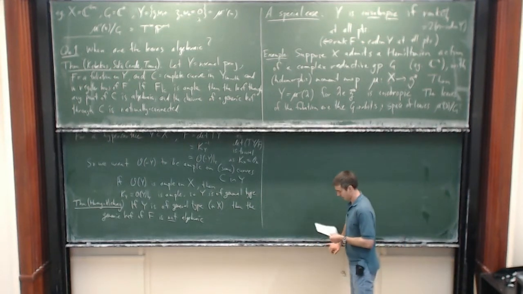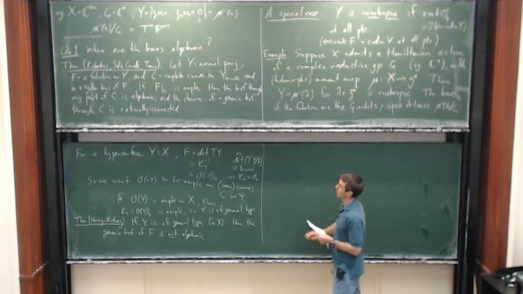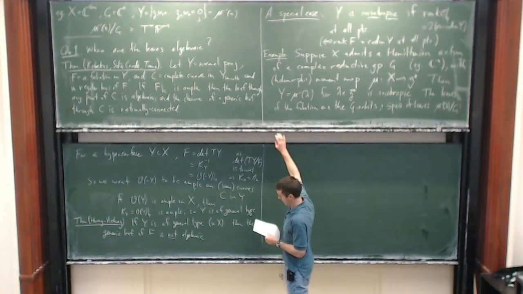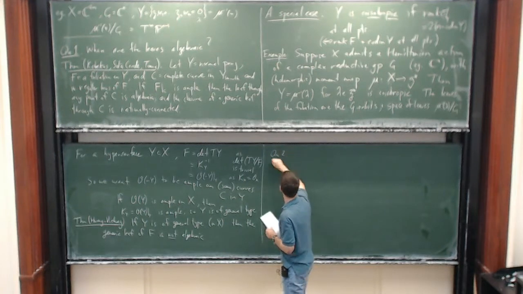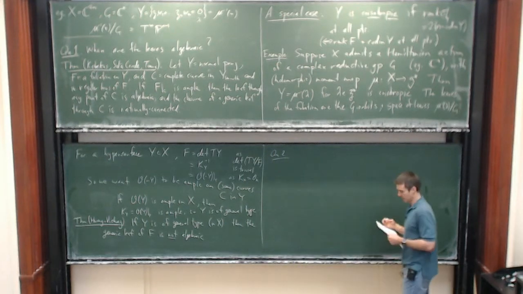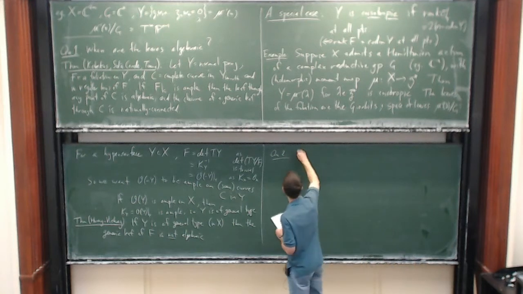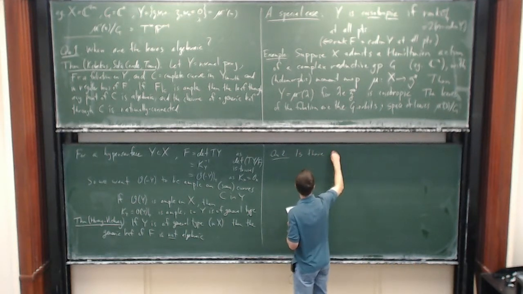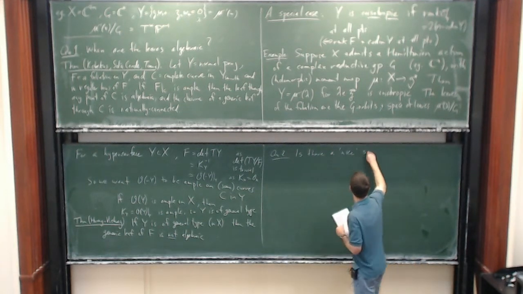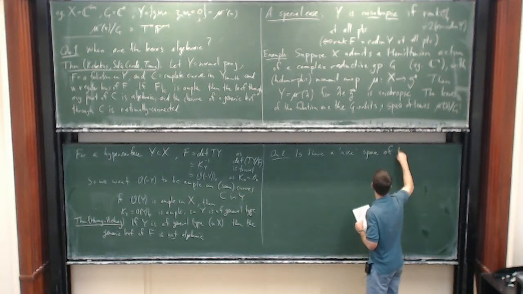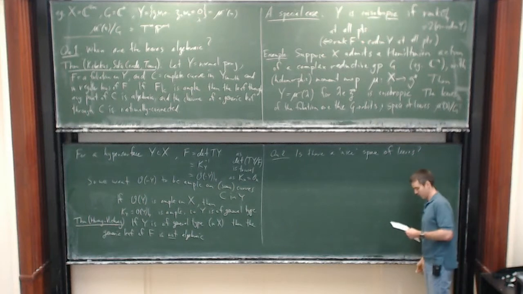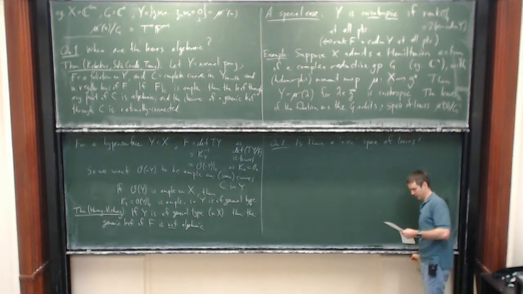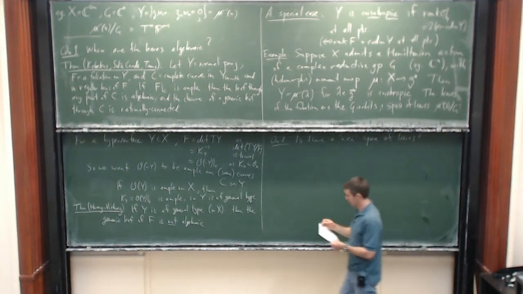Okay, so let's suppose now that we have the algebraicity of the leaves, and the second question is, what kind of space of leaves can you get? Is there a nice space of leaves? Well, the answer is yes.